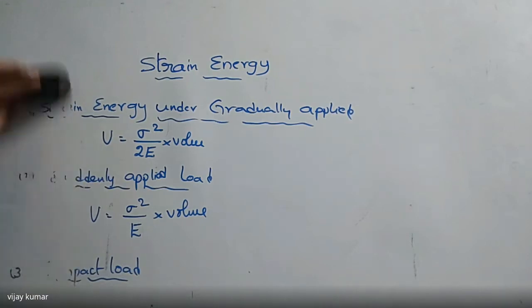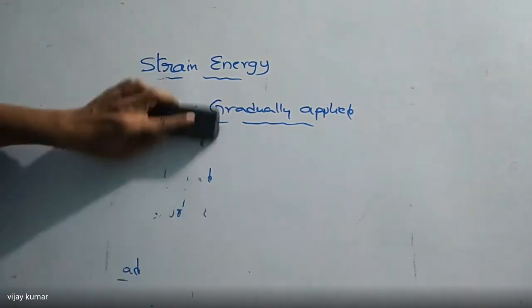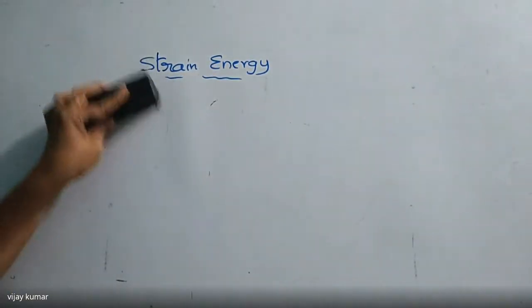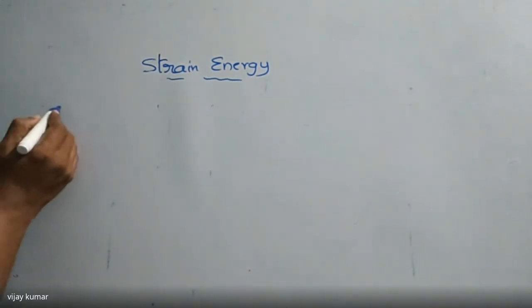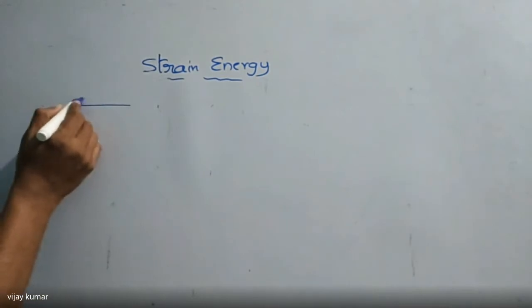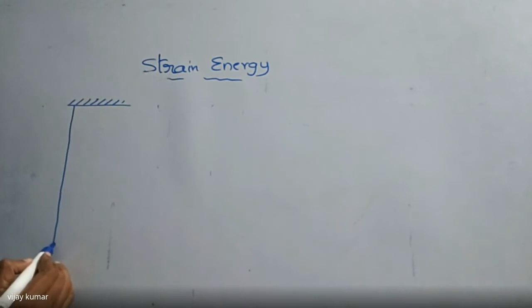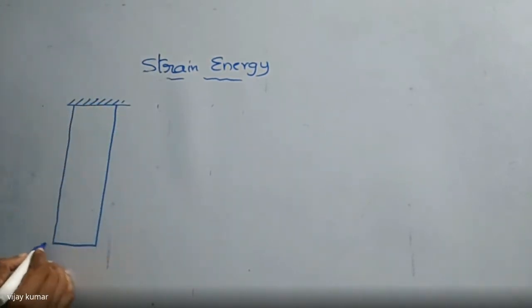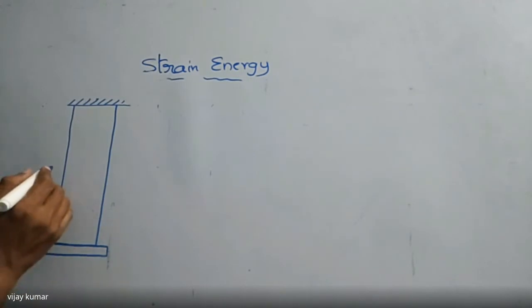Okay, so listen carefully. In case of strain energy, when the component is subjected to impact load, this is the diagram I'm going to give you. This is the bar which is fixed at one end and hangs vertically. At the free end of the bar, we are connecting a negligible weight.